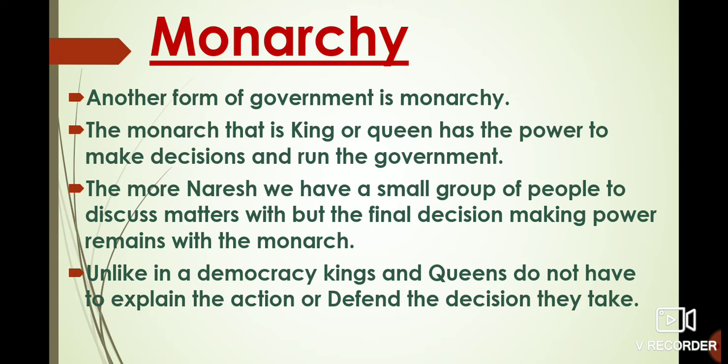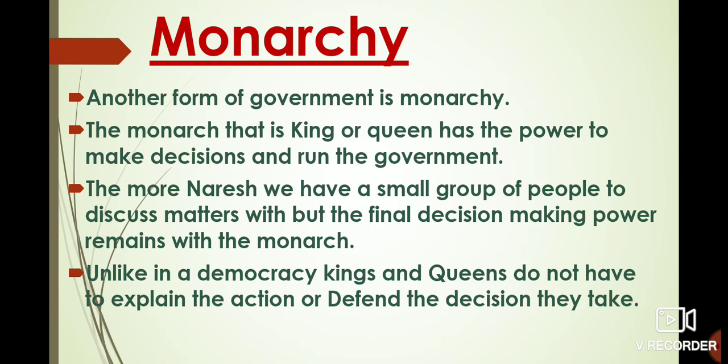If I ask you to differentiate between democratic government and monarchical government, you have four points. First, in a democratic government, leaders are elected by the people, whereas here the king or queen rules the people. Next, in a democracy people's thinking is taken into consideration, whereas here the king or queen has a small group of people to discuss. Third, complete decision-making power is with the king or queen in a monarchy, whereas in a democracy it is not with one person. It is discussed all around and then the decision is taken, right?